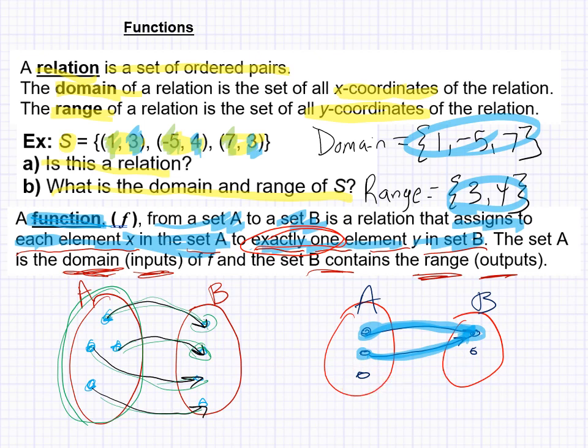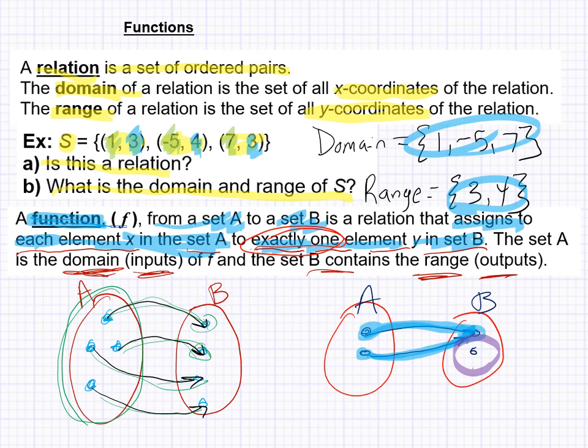Well, this is a pretty easy fix. We could just say, well, let's take this element out of our domain. All right, now we have a function. The fact that this element over here doesn't have anything matched to it is not actually a big deal. It still follows the definition of a function. So hopefully this gives you a better idea of what that definition is stating.